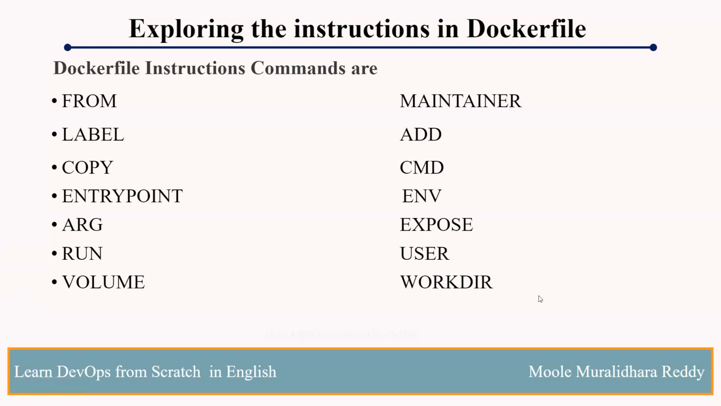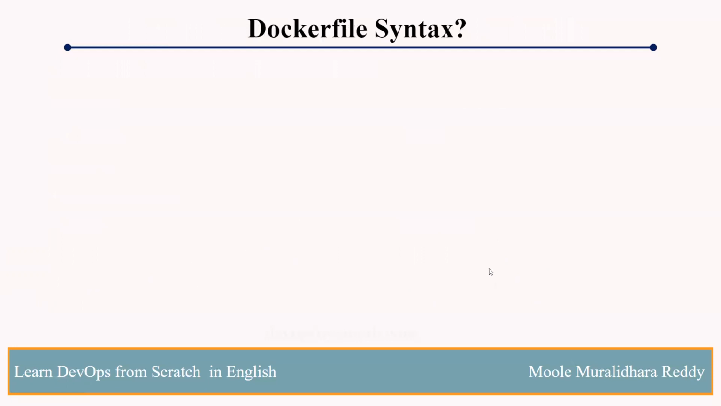If you remember, we use the pwd command, right? It shows where you currently are. Same thing: if you want to set the working directory, we can use WORKDIR. Okay, I hope you understand, right? Any question? And coming to the Dockerfile syntax.